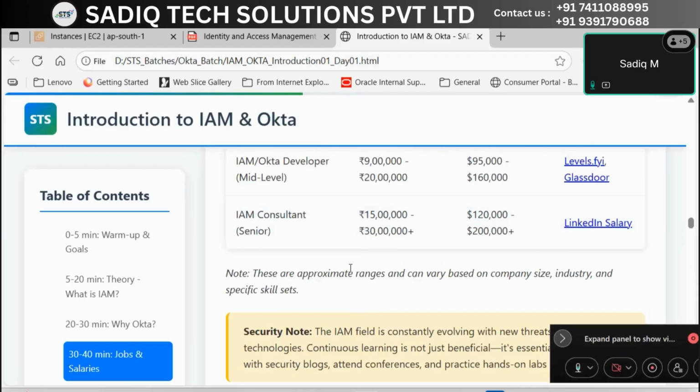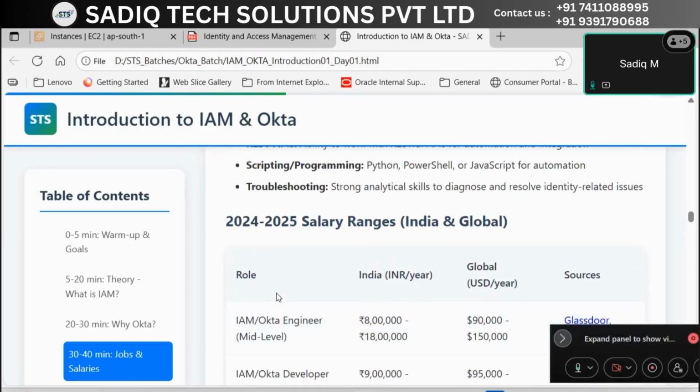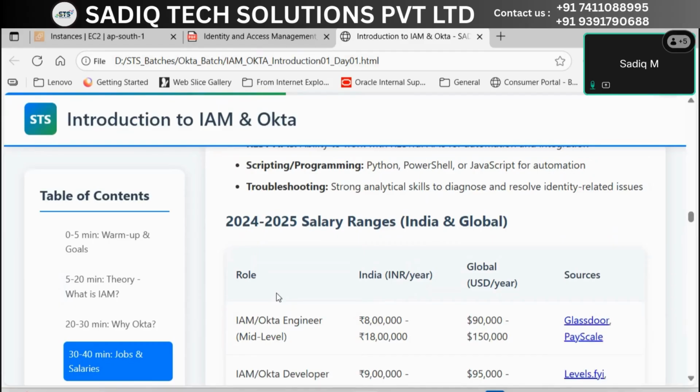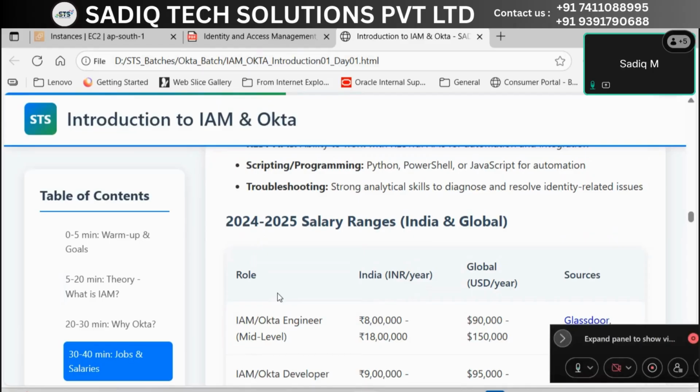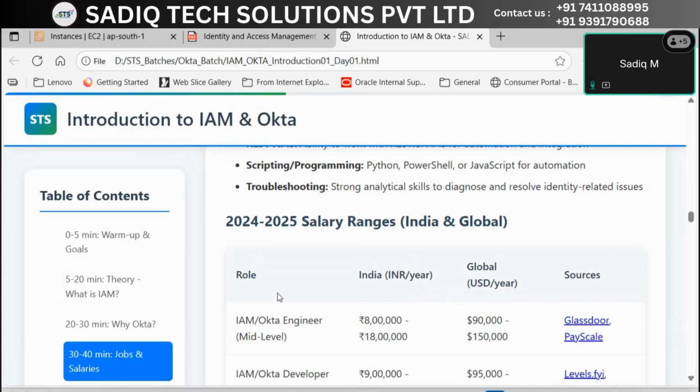If you want to grow within the IAM scope itself, you can learn one more cybersecurity module. Then you will be called an IAM security engineer, or a security developer or consultant.